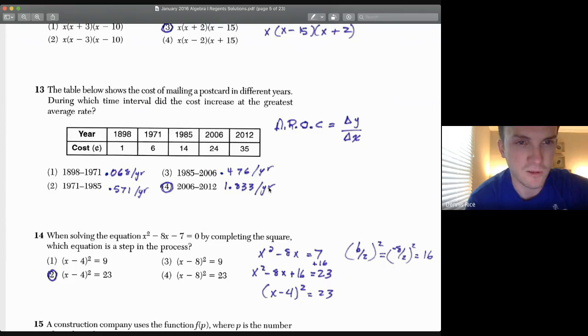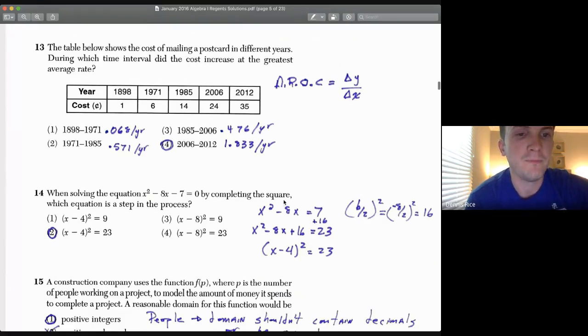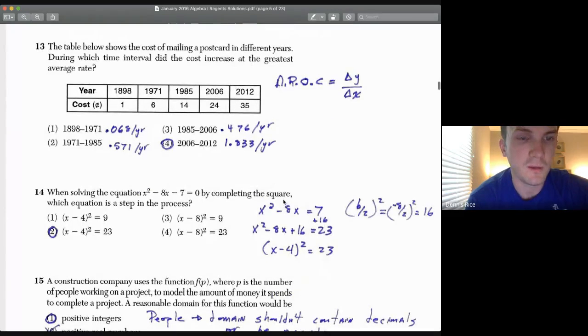1.833 inch, what is it, money? Cents per year. Okay. I'm looking at the change in Y divided by the change in X. For number 14, another CTS.